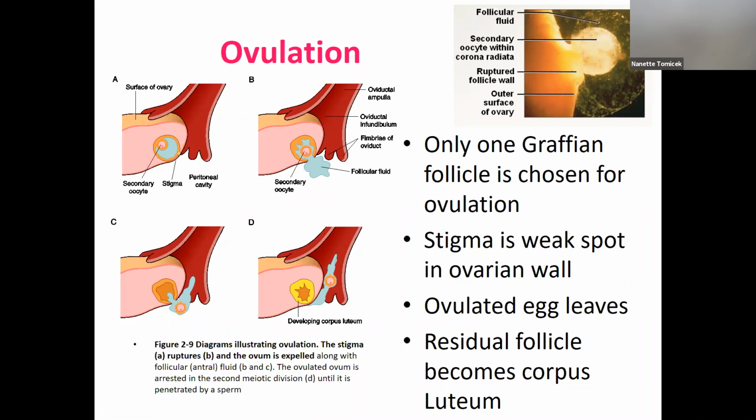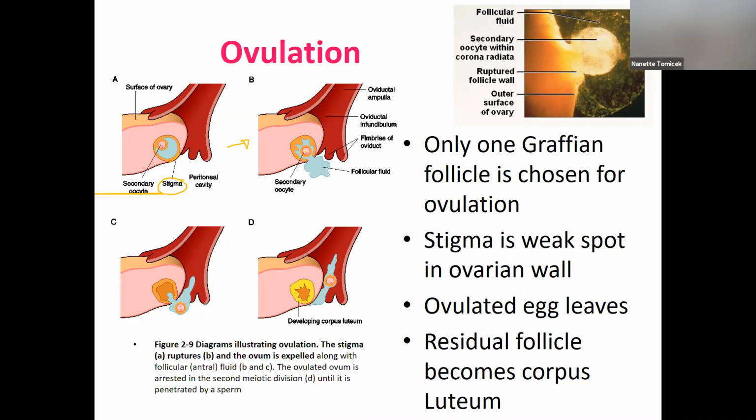That place in the ovarian wall is called a stigma. Okay? This is a weak point in the ovarian wall. So this is the most likely place that the follicle is going to be able to force the egg out. Moving into the next panel, we'll see what happens here.